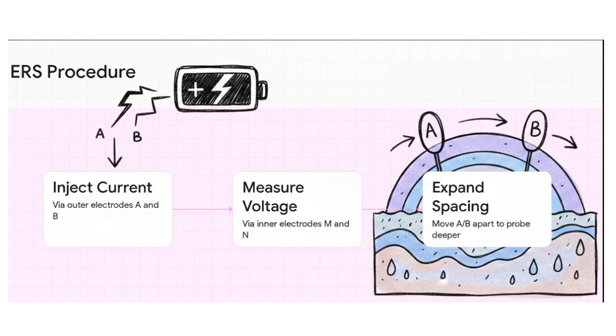Let's walk through the exact field procedure step by step. First, the field team uses a powerful battery to inject current via those outer A and B electrodes. Second, they read the potential difference in millivolts using the inner M and N electrodes. But here is where the magic really happens. Step 3. By physically expanding the distance between those outer A and B electrodes, the electrical current is essentially forced to travel in a wider, deeper arc underground. The farther apart you push the outer electrodes, the deeper your electrical signal reads into the earth. It's like expanding your underground vision.